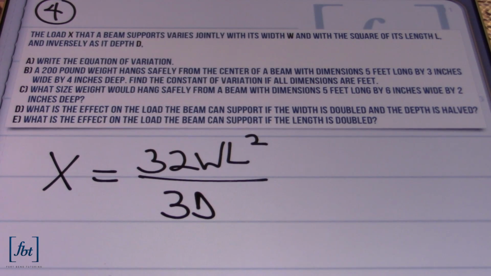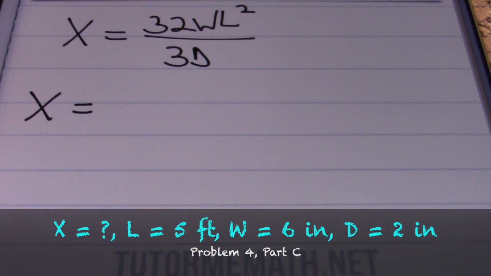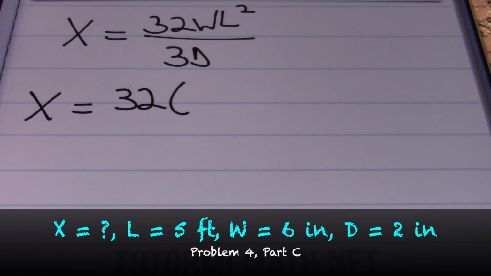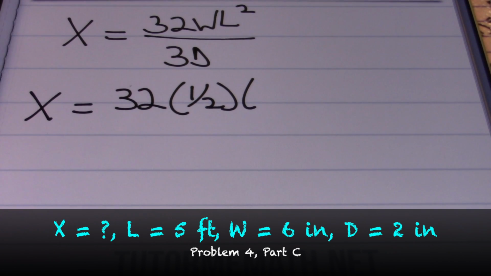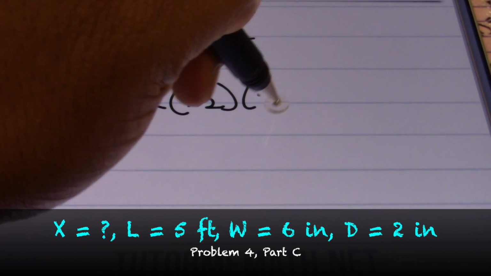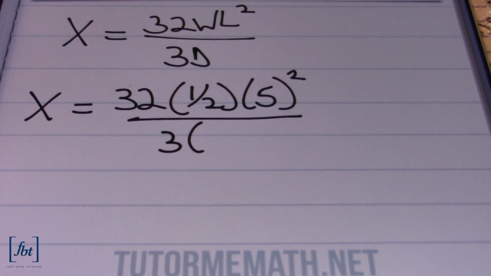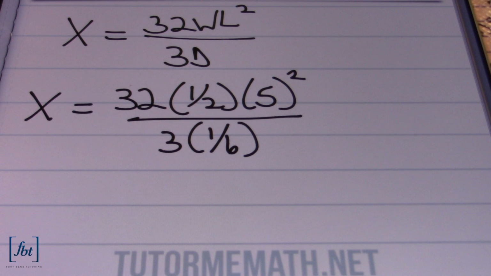All right, let's plug in those values. X equals 32. If the width is said to be 6 inches, that means that in feet, it's 1/2, times our length, which is 5 feet. So that's going to be 5 squared, divided by 3 times our depth. So our depth here is 2 inches. So that's going to be 1/6. So that'll be 1/6 of a foot.